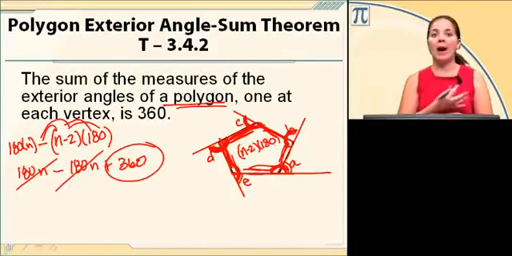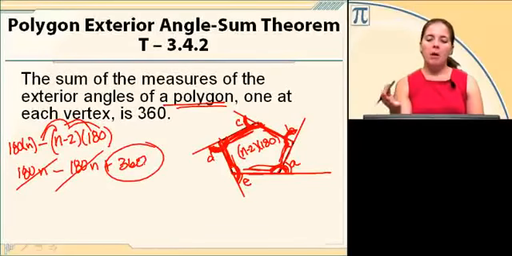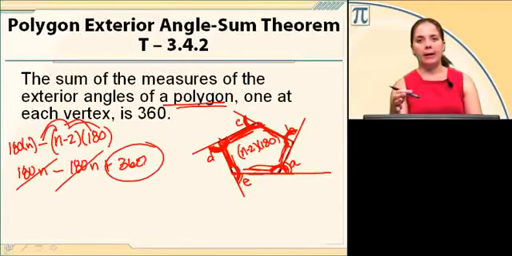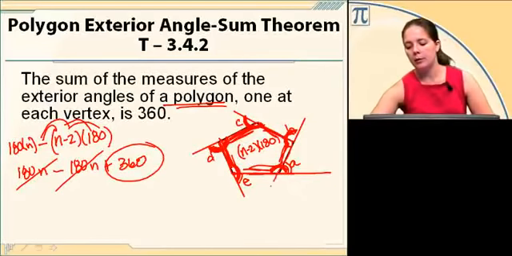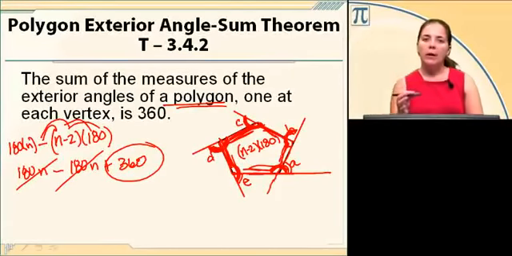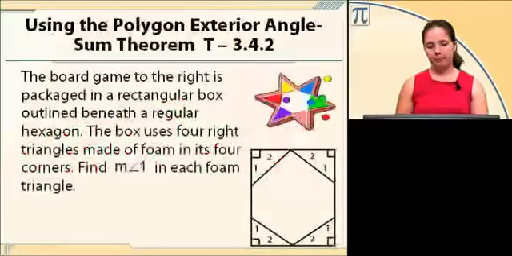And that works no matter how many sides we have. So, whatever the shape, the sum of the exterior angles of a polygon, any polygon, one at each vertex. So I can't say, oh, I'm going to do two exterior angles. One exterior angle at each vertex, 360 degrees.